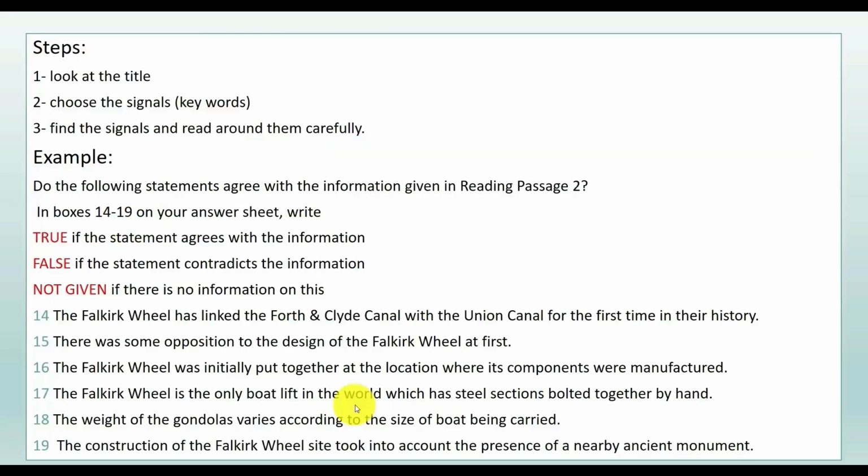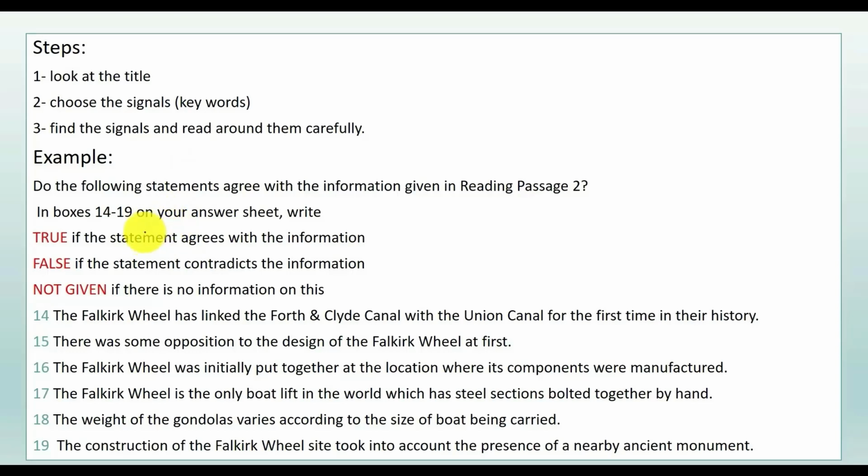Now let's just start our example. Now let me turn on my pen. The first thing, as usual, we need to do is just to look at the title to know what the passage is about. The second step is to choose the signals or our keywords. But in these questions, we only look at two of our options, and we're not going to select all of our keywords because these questions are in order and we don't need to do that. And finally, find our keywords in the text and read around them carefully in order to answer the questions.